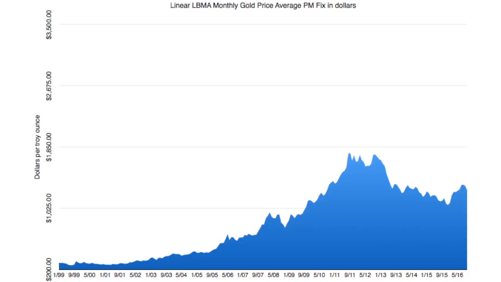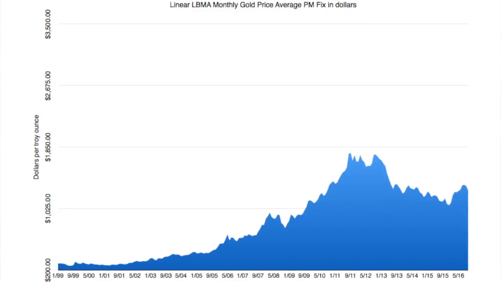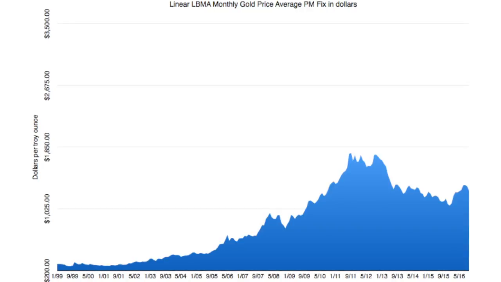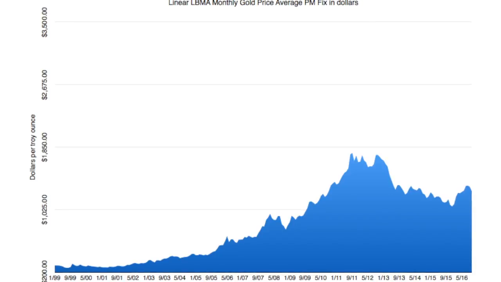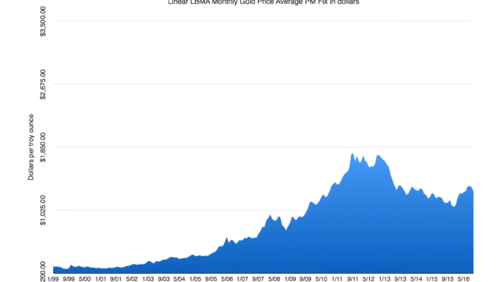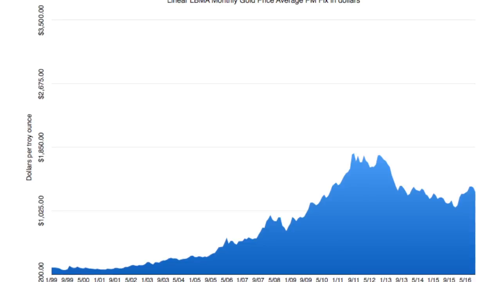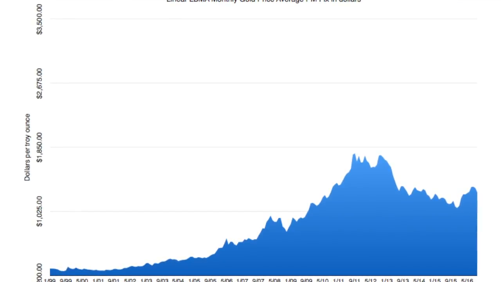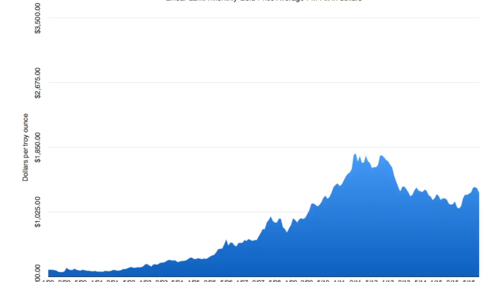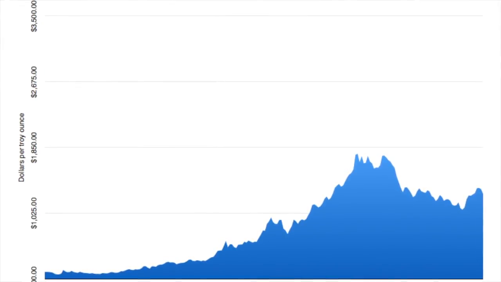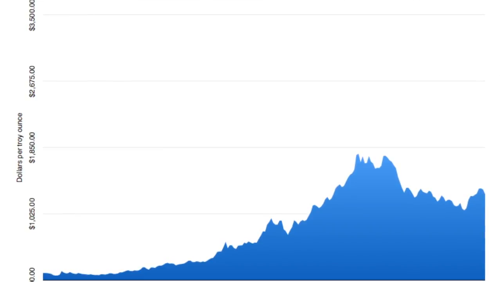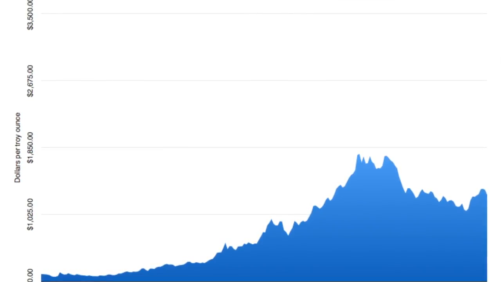It starts at 200, it moves to 1025, 1850, 2675, 3500. So it moves in increments of $825, and the distance is the same. So you can see that the chart is fairly steep. On the linear chart, moving to 3,000 or 3,500 looks like a huge move, doesn't it? I mean, it looks almost impossible.